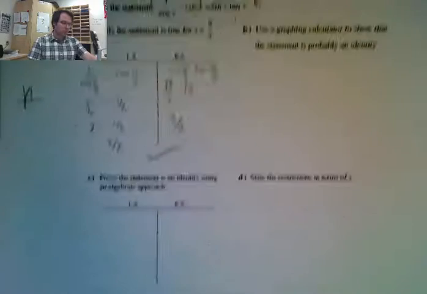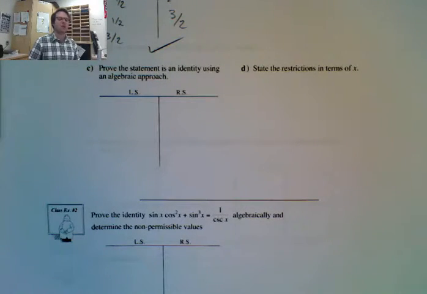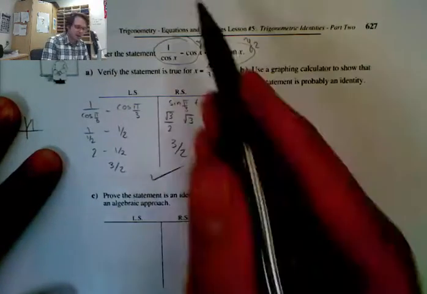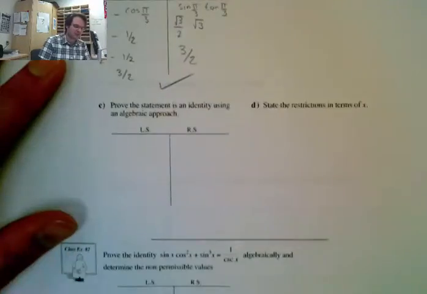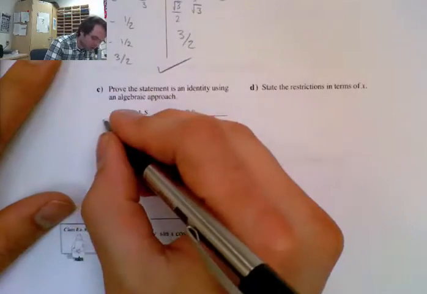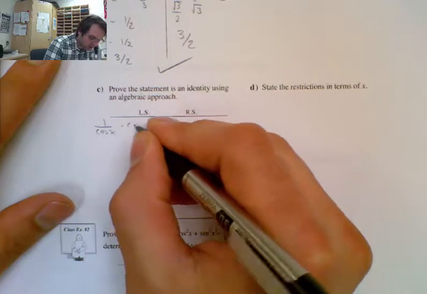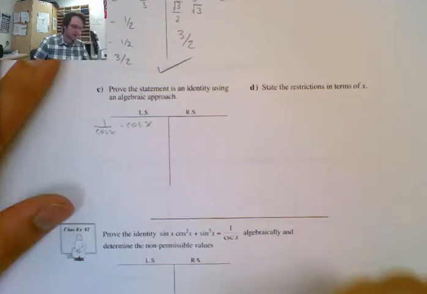Now we are going to prove this statement using an algebraic approach. So remember what it said here. We want to do step 1, look at the more complicated side. For me, I think this is the more complicated side, so I'm going to look at that side first. So I'm going to go 1 over cos x minus cosine x.